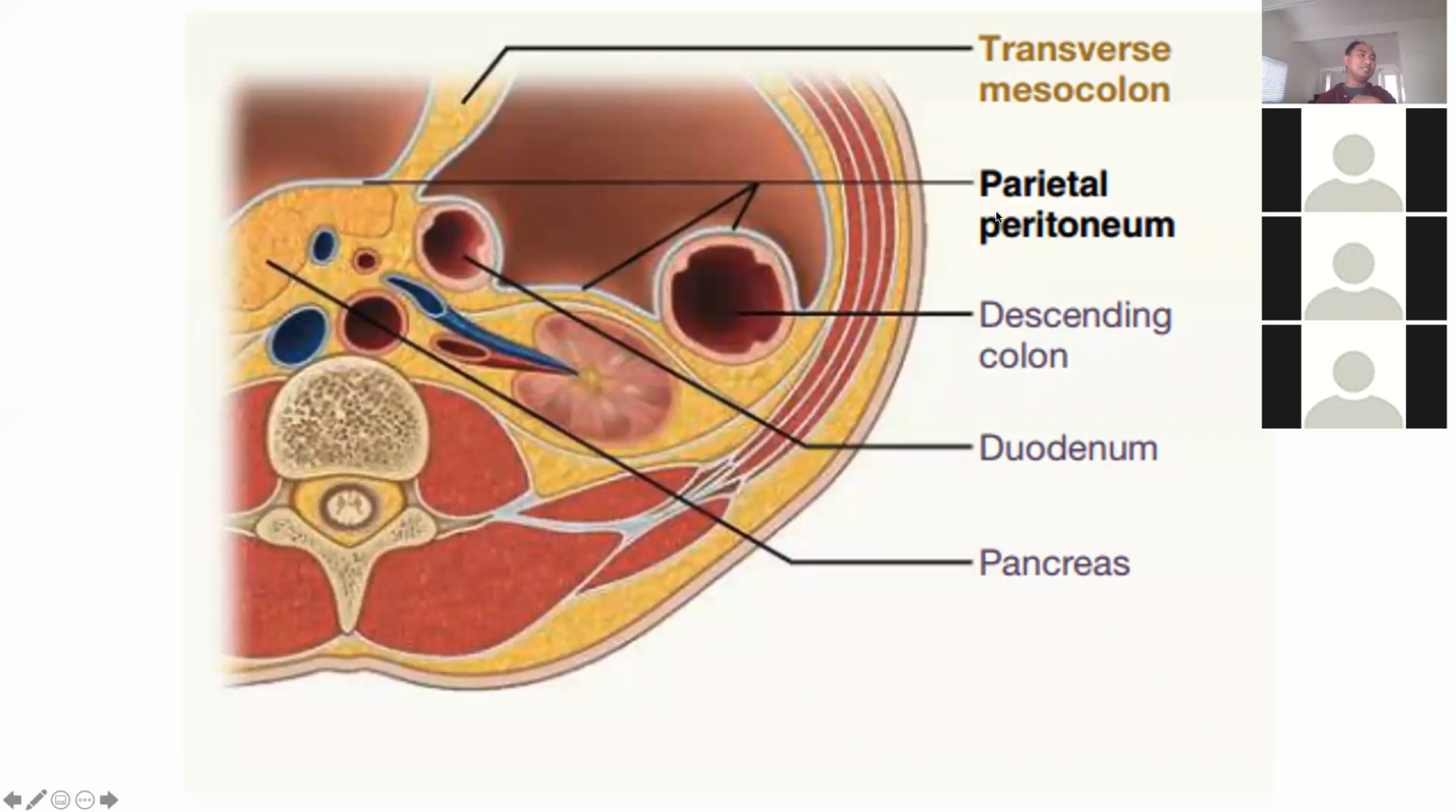But here we can see the parietal peritoneum, which is pushing the descending colon, on the right side the ascending colon, and the duodenum stuck with the mesentery back to the posterior abdominal wall. And they are not called the mesentery anymore. This is the posterior abdominal wall peritoneum. So that is the structure of the abdomen.